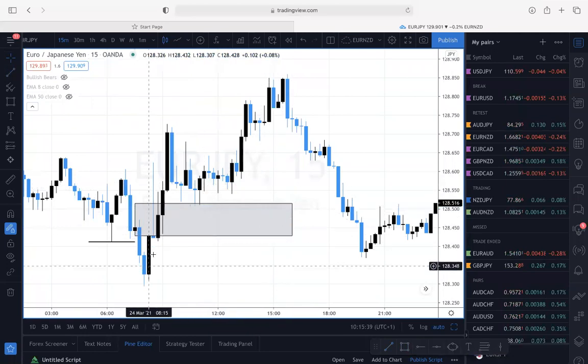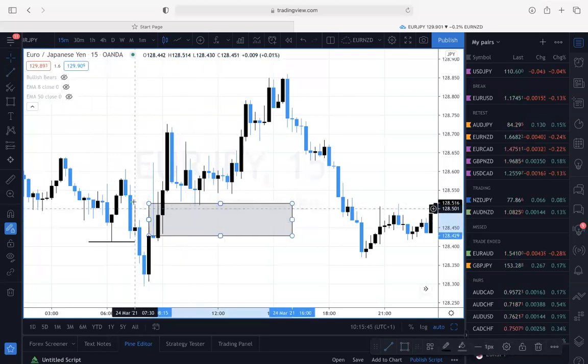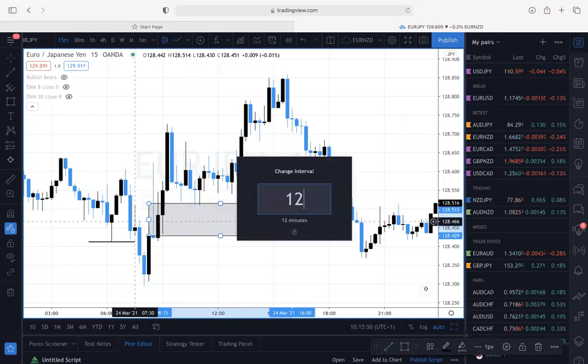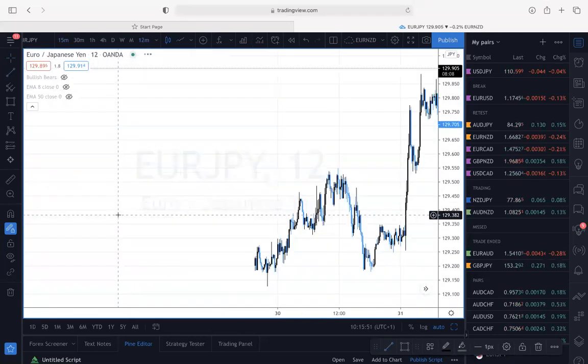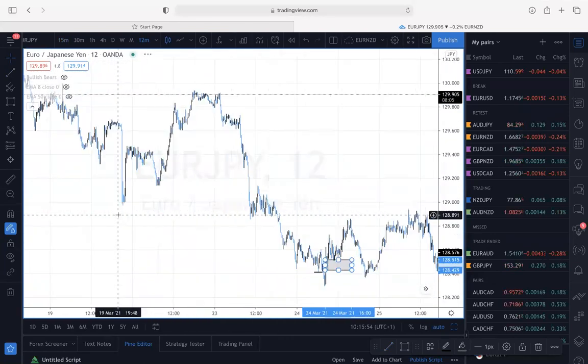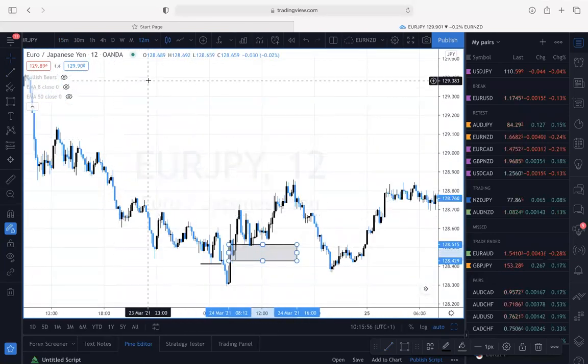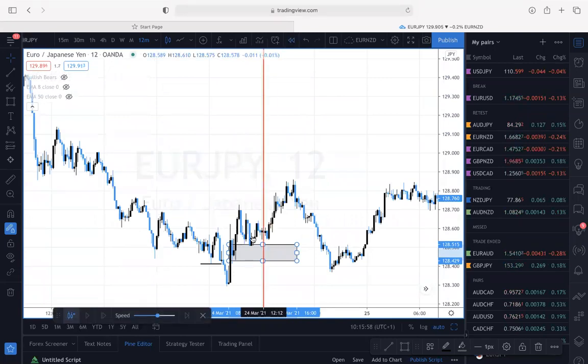And see, after the break of market structure to the downside and to the upside, price came straight back down to the same candle. If you're wondering what kind of candlestick I'm looking at, it's this one. Let's try and go to a smaller time frame and see if we can get an even clearer version of it. So let's use the replay to make it a lot cleaner.